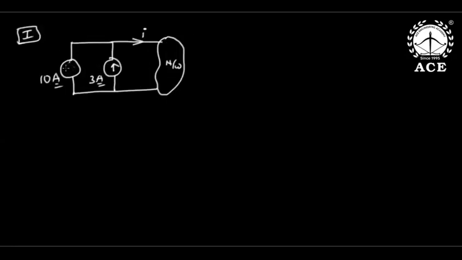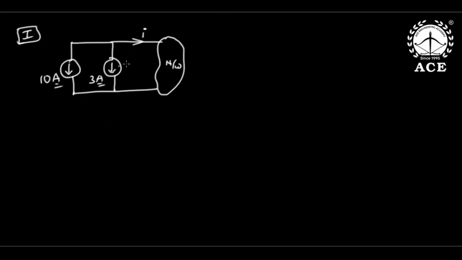Now suppose I reverse this direction. Carefully listen. Then what is I? This is 10, this is 3, so this has to be 7 in reverse direction. So I is minus 7. Now suppose here also I reverse the direction.